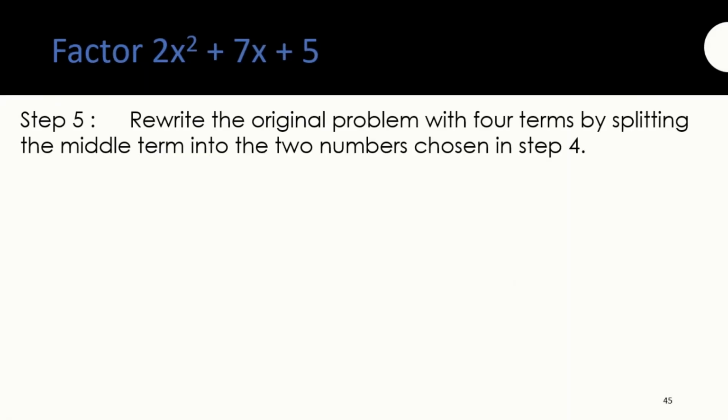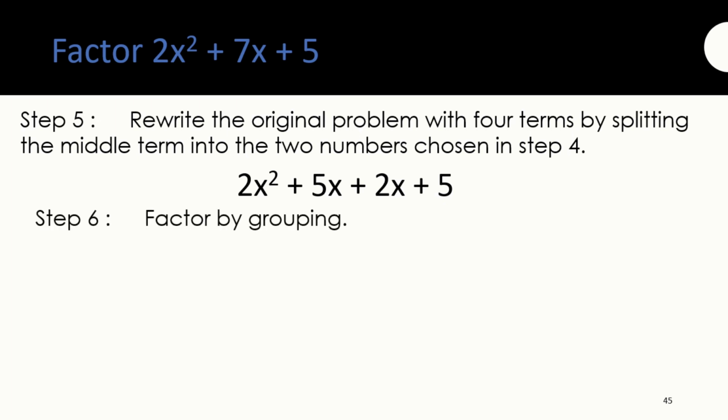Okay, next natin, step 5. So, i-rewrite natin siya using 4 terms. So, i-split natin yung middle term. So, di ba kanina, 7x siya. So, instead of writing 7x, hinati natin siya. Ginawa nating 5x and 2x. So, saan natin kinuha ang 5 and 2? Sa factors ng 10. And of course, nilagay natin yung x kasi yung middle term natin is may x.